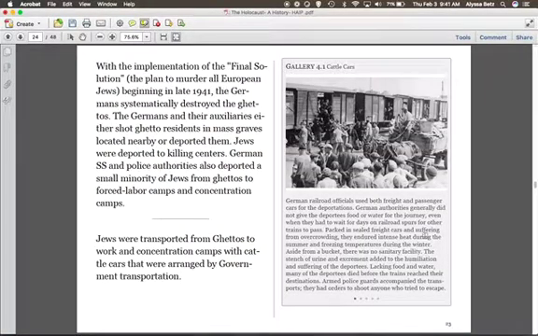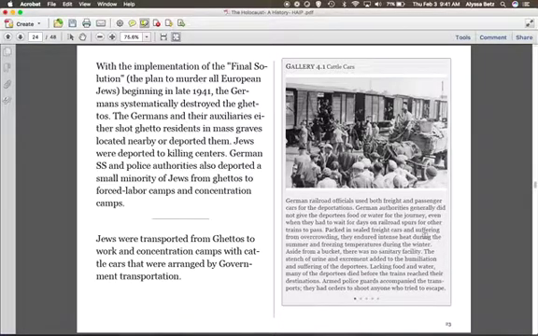Chapter 4, page 2. With the implementation of the final solution, the systematic plan passed by the German government to murder all European Jews beginning in late 1941, the Germans systematically destroyed the ghettos. The Germans and their auxiliaries either shot ghetto residents in mass graves located nearby or deported them. Jews were deported to killing centers. German SS and police authorities also deported a small majority of Jews from ghettos to forced labor camps and concentration camps.